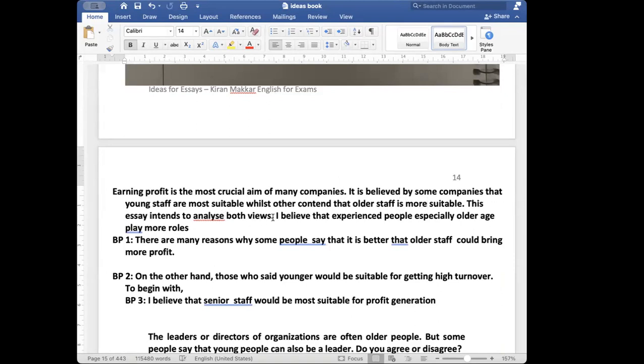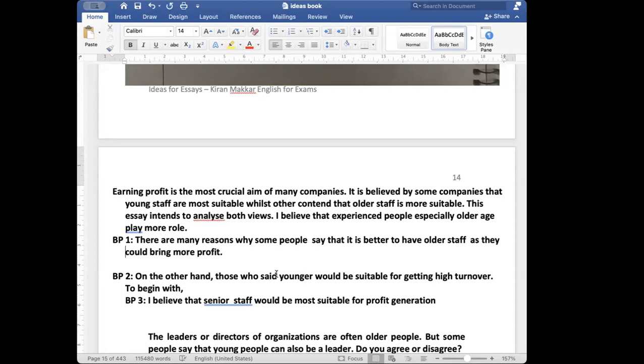This essay intends to analyze both views. I believe that experienced people, especially older age, play more roles. Play a better role, you can say. There are many reasons why some people say that it is better that older staff bring more. Older staff is better because they could bring more. People say that it is better to have older staff as they could bring more profit. Okay.